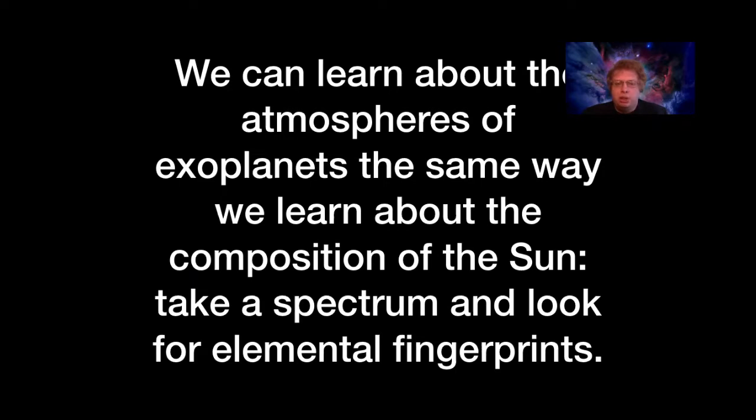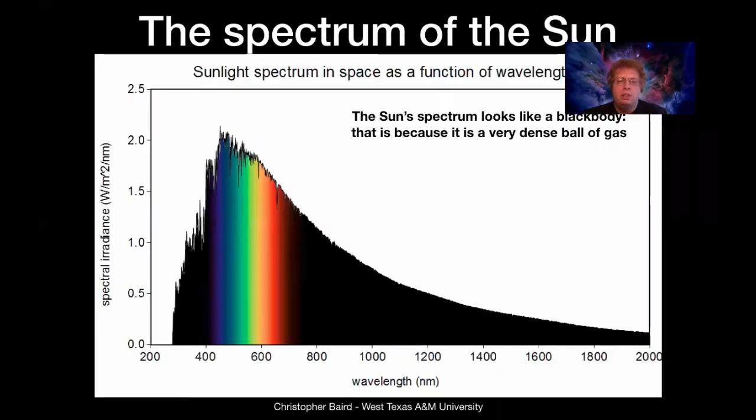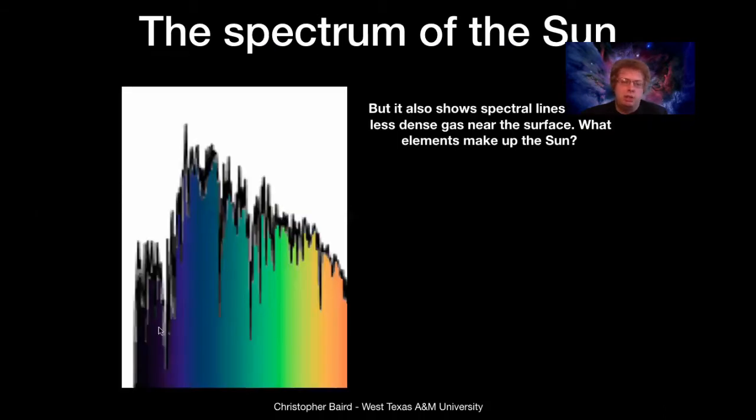And if you remember, we talked about this early in this course, where we learned what the sun is made of by taking a spectrum and looking for elemental fingerprints. In particular, we can take a spectrum of the sun, which looks something like this. And it's almost a black body spectrum because the sun is a very dense ball of gas. But superimposed on this black body are these spectral features, these little dips in brightness at certain colors of light, which correspond to transitions of different elements. These are the fingerprints that tell us what comprises the sun.